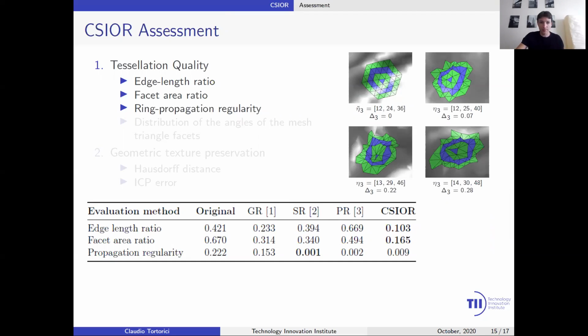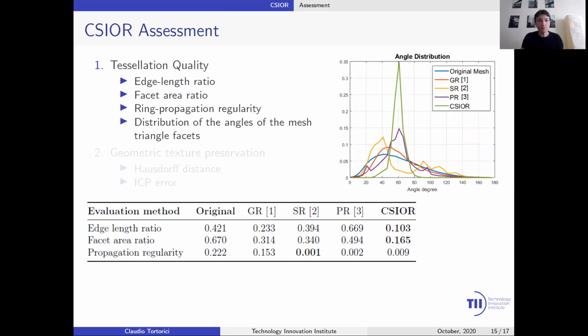Another way to look at the tessellation quality is the distribution of angles of the triangle facets on the mesh. And as you can see from the graph here, with CSIOR, we have a peak at 60 degrees. It means that almost all the facets are equilateral or quasi-equilateral triangles.